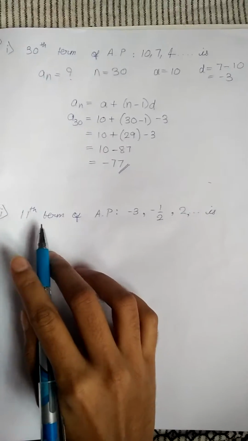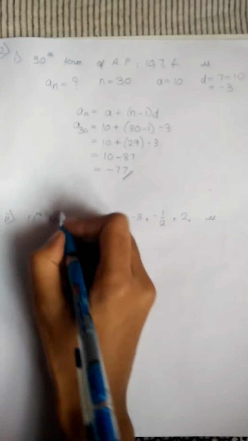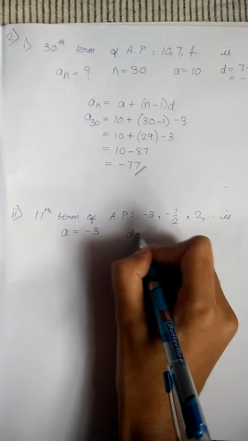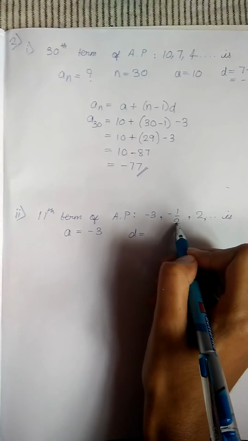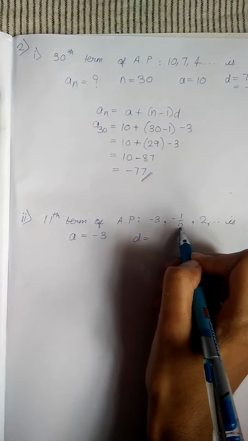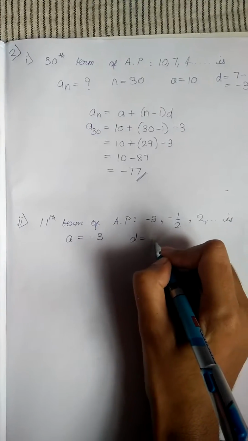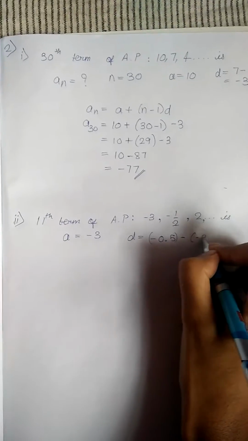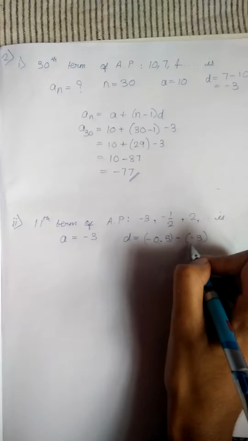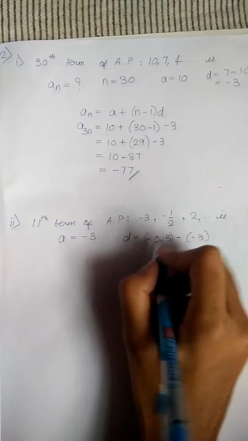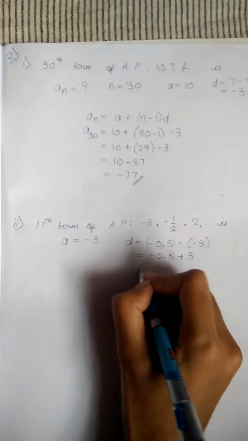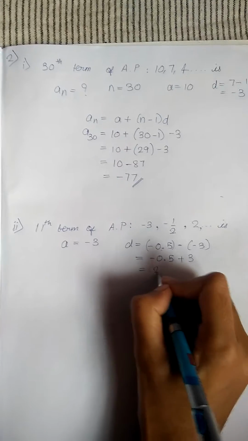Okay, in the second question we have to find the 11th term of the AP series. A, we can write it as minus 3, and d is in fraction form. So let's convert the second term into fraction form. No, sorry, not into fraction form, into decimal form. So minus 1 by 2 can be written as minus 0.5, minus the first term. When the first term is subtracted from the second term, we will get the common difference. So minus 0.5 minus minus 3, that is plus 3. 3 minus 0.5 gives you 2.5.